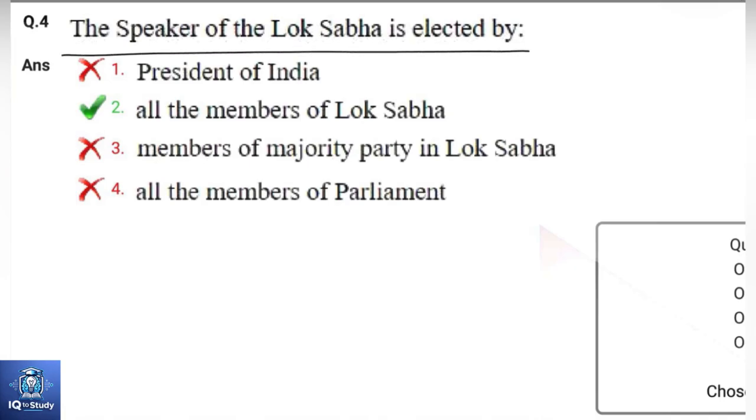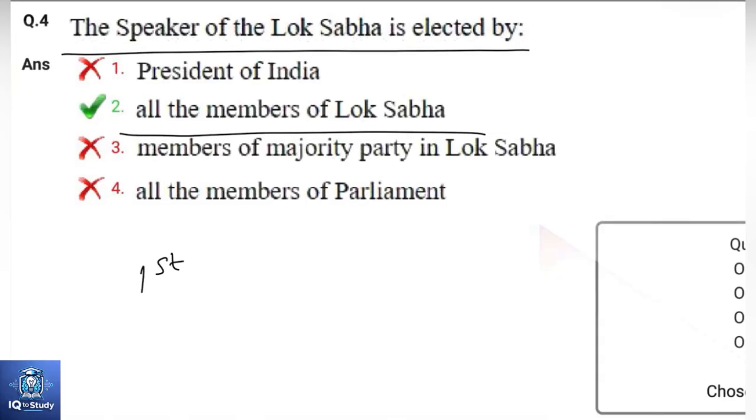The Speaker of Lok Sabha is elected by all the members of Lok Sabha. To be a Speaker of Lok Sabha, the Speaker must only be a member of the House of Representatives according to the Constitution. There are no specific requirements for becoming a Speaker. First Speaker of Lok Sabha is G.V. Mavalankar.